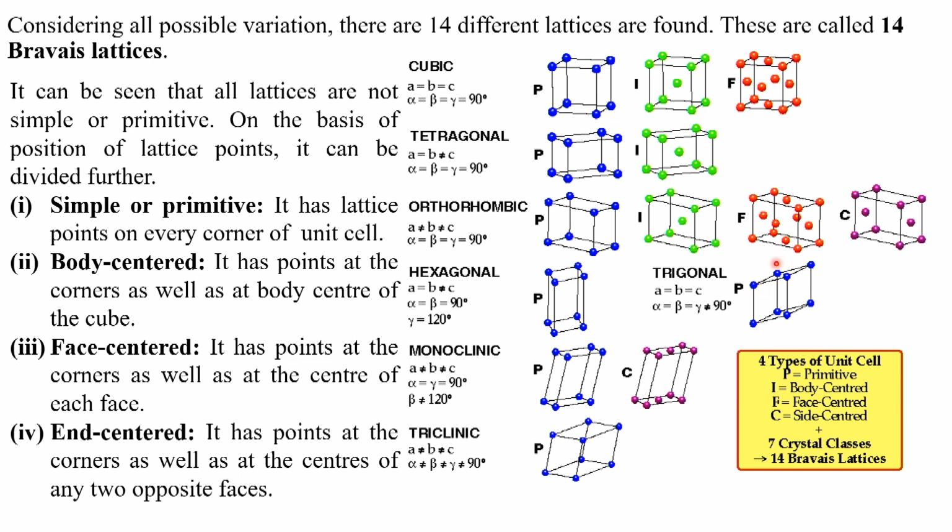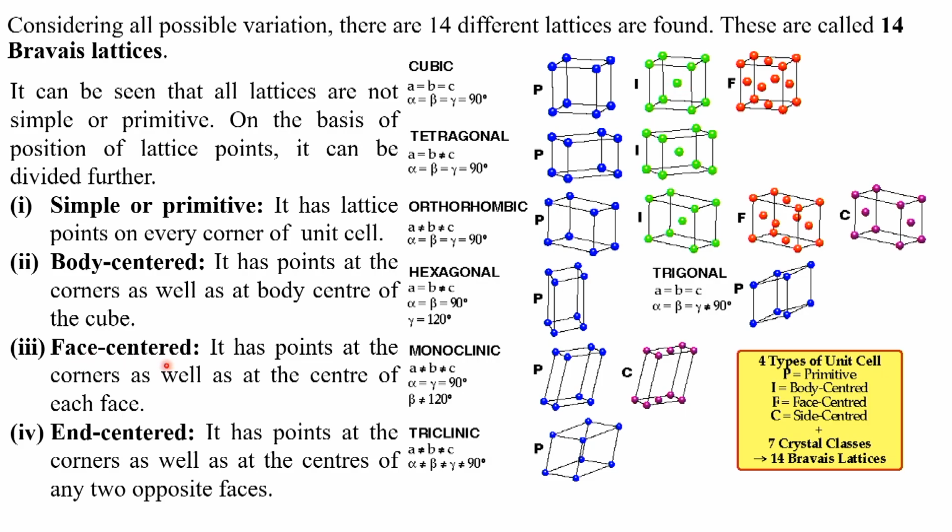Now for simple or primitive lattice, it has lattice points on every corner of the unit cell. So this is the unit cell. You see every corner of the unit cell has a lattice point here, right? In case of primitive. For body centered, it has points at the corners as well as the body center of the cube. I stands for body centered. You can see the lattice points are at all corners as well as at the center, body centered here.